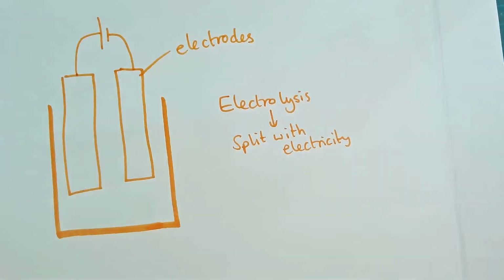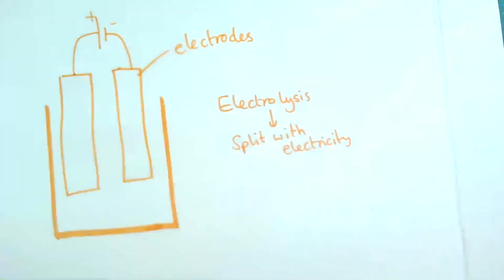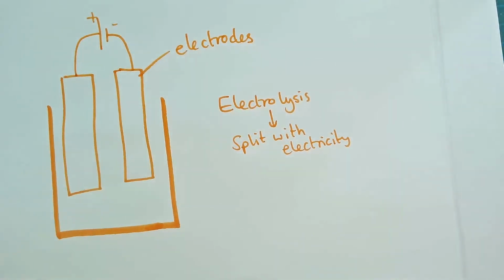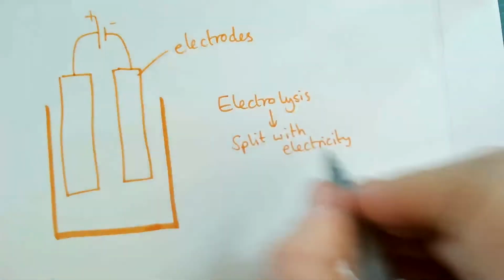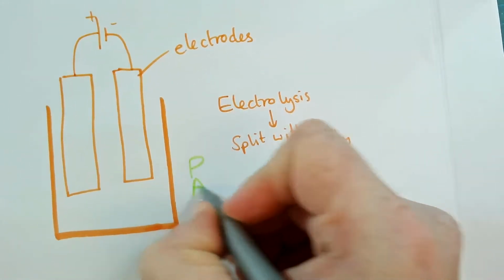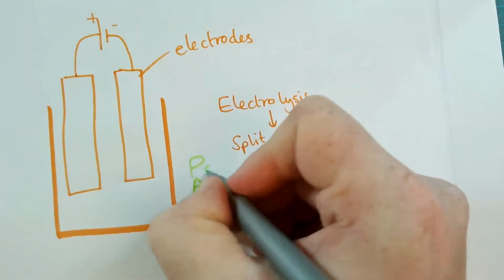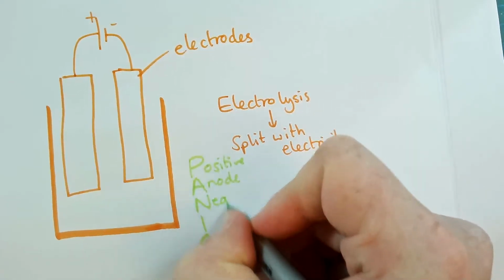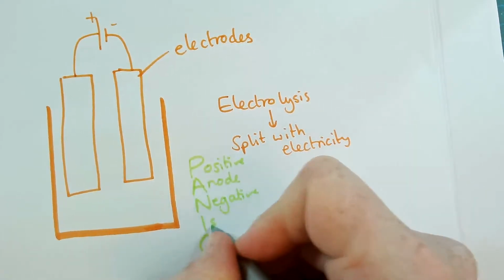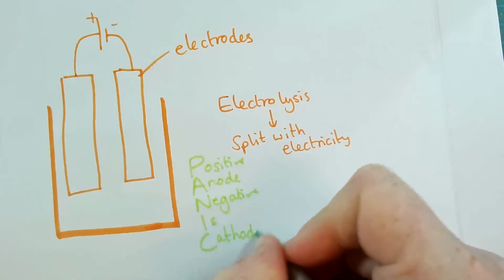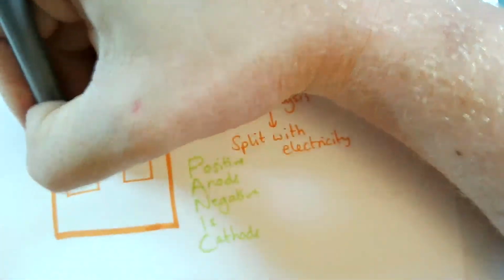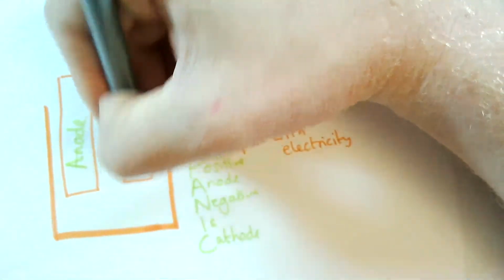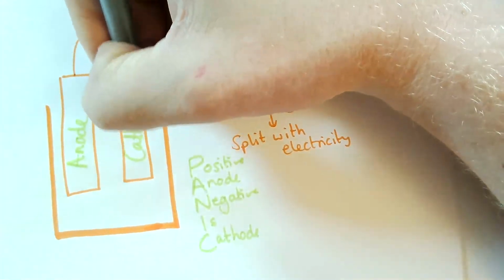Now, they come in two types, just because there's two ends of a battery. Okay. And to remember which one is which, we use the acronym PANIC. So the positive one we call the anode, and the negative one is the cathode. So this one here would be our anode, and this one here would be our cathode.